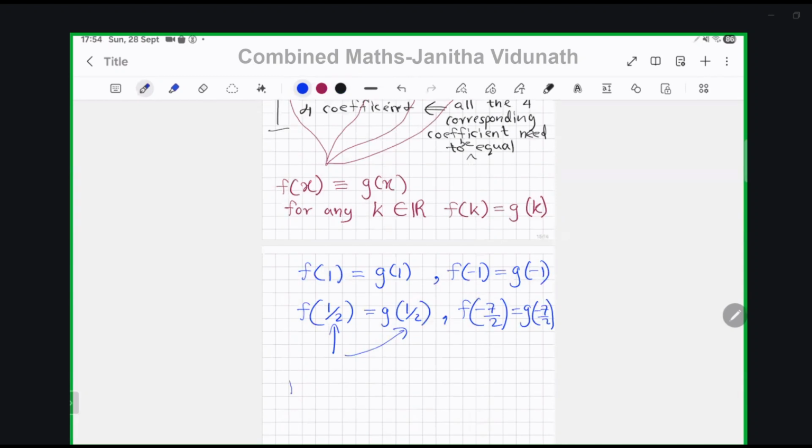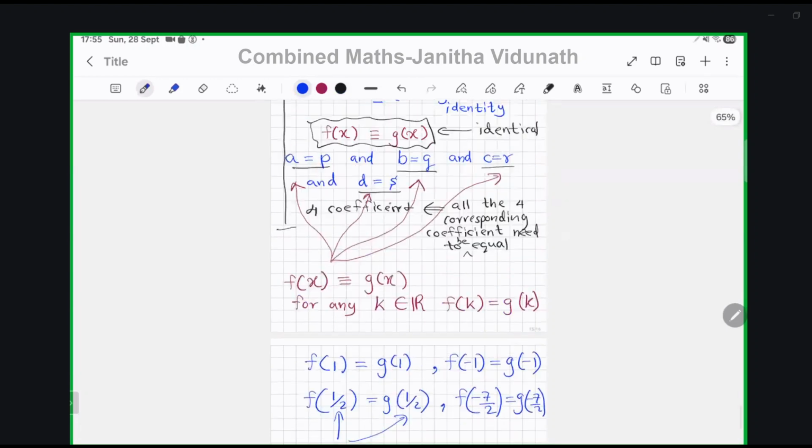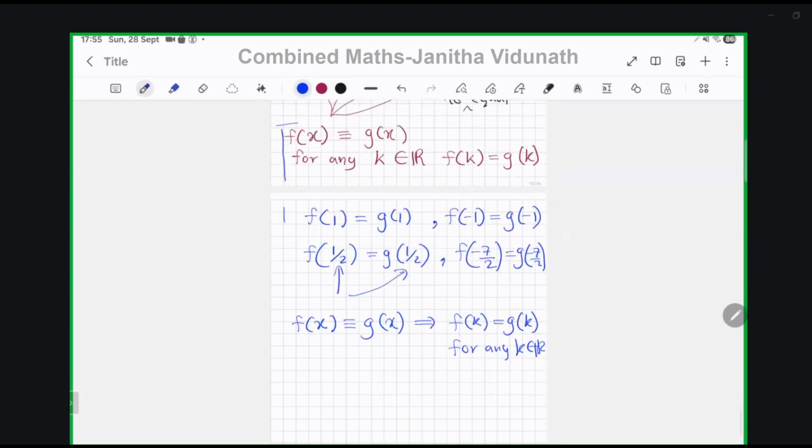That means f(x) identical to g(x) implies f(k) equal to g(k) for any k belonging to real numbers. Okay, write down this also. Those are very important results that we are going to use for solving upcoming questions. If two polynomials are identical, then we can substitute any value and equate both functional values.